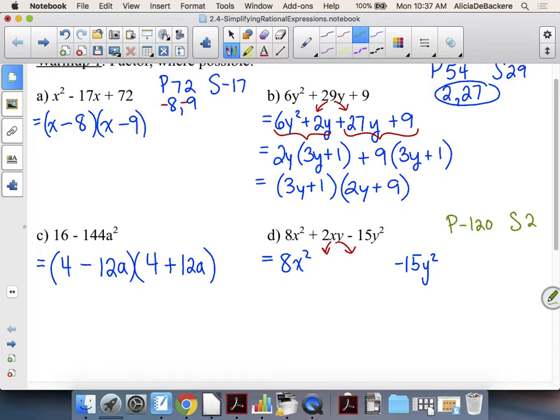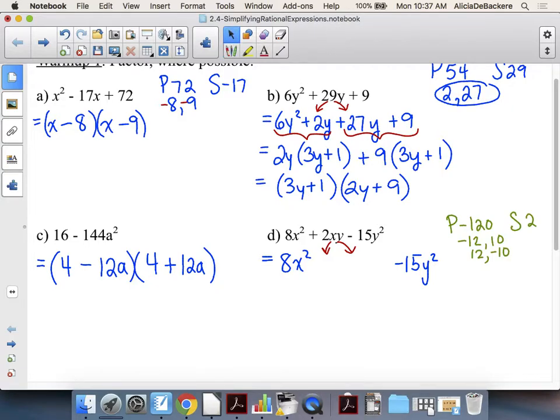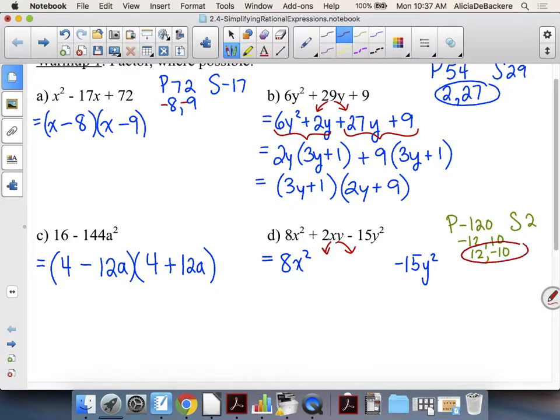So I go through all my possibilities of numbers that multiply to 120. I see here I could use negative 12 and positive 10, or I could swap the signs on that and use positive 12 and negative 10, and that way I'm multiplying to a negative answer. And I see that that second pair there would add up to 2, so that's the pair that I want.